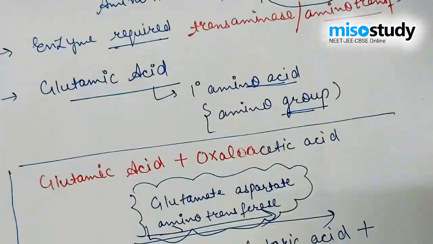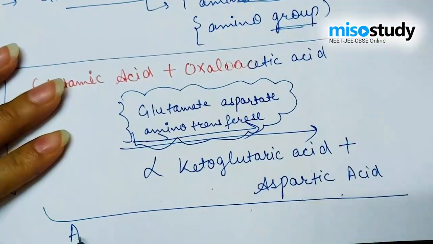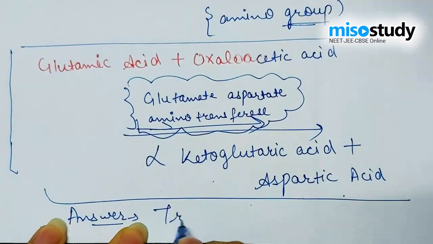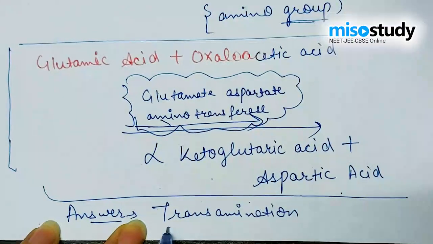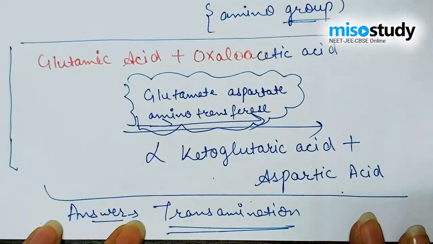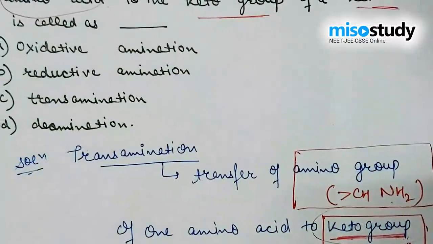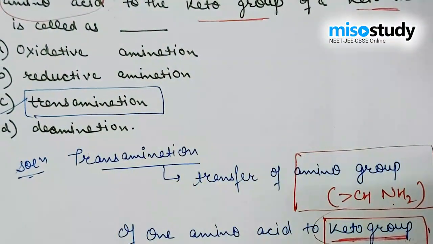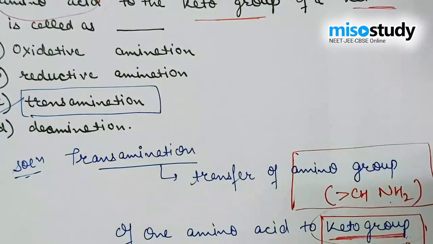So according to the discussion, the right answer for the question is the process named transamination, and even the enzyme is named transaminase and aminotransferase, because in the whole process the amino group is transferred. So the right answer is option C, that is transamination. This is all about the discussion from the chapter Mineral Nutrition, students.